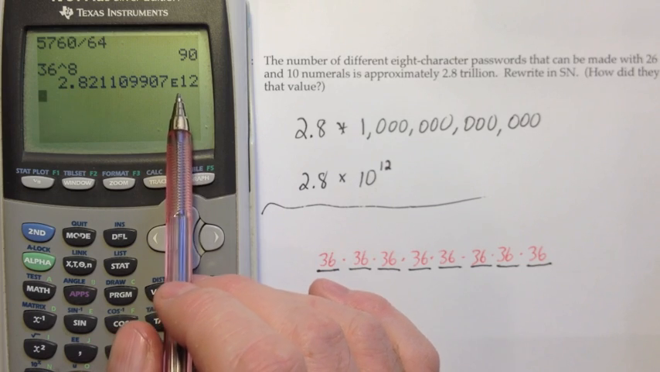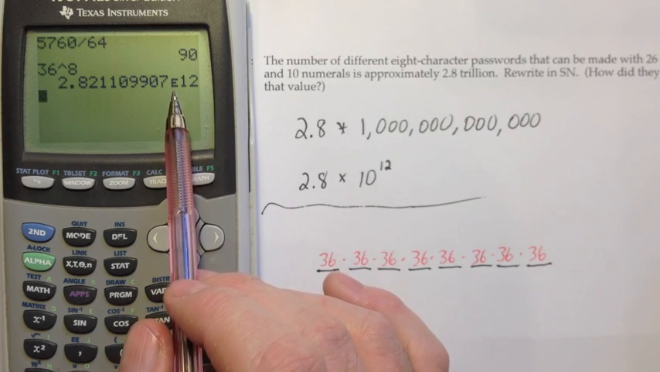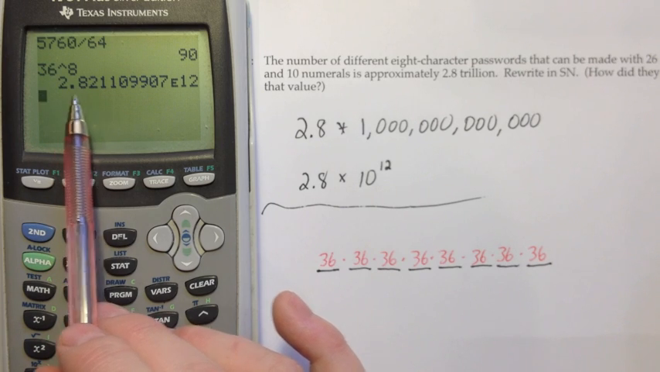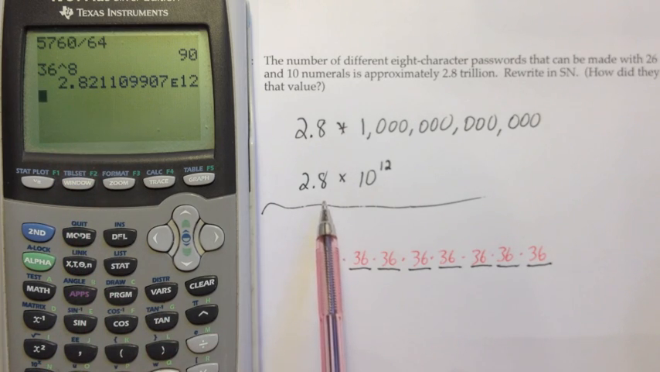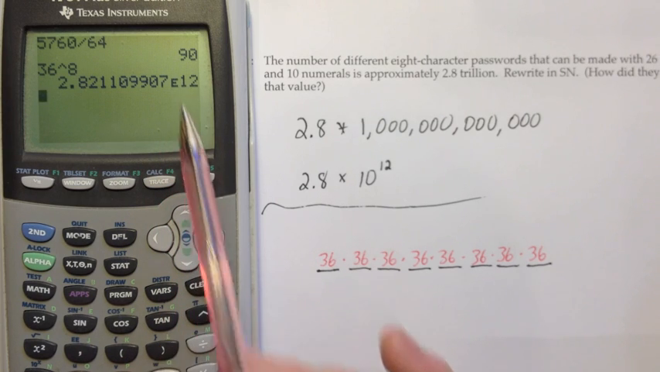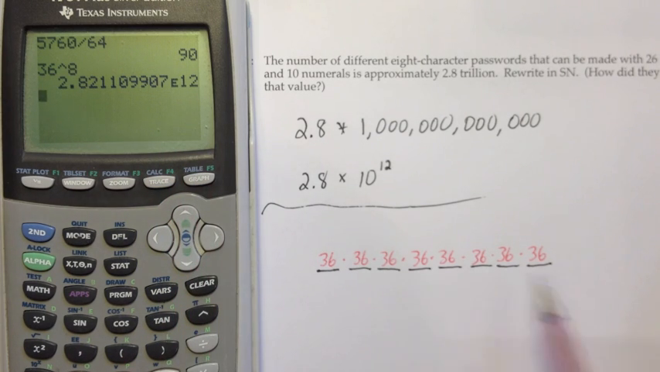2.821109907E12. That E12 is the calculator's way of saying times 10 to the 12th. And so notice there's our 2.8. They've rounded it off apparently here, but it's 2.8 times 10 raised to the 12th. So that's where they got that from. 36 choices for each slot, and you have 8 slots that you're trying to choose either a number or letter for. All right.